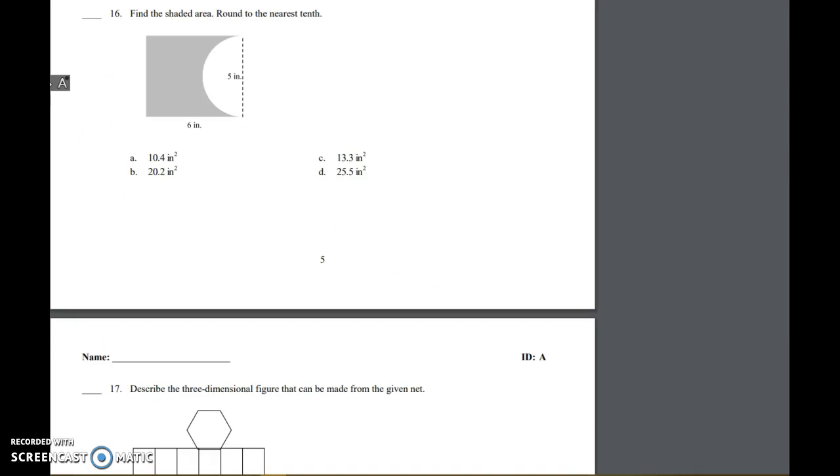Okay, number 16 says find the area shaded, rounded to the nearest tenth. Okay, so we have a rectangle here. So I'm going to take the area of our rectangle, and we're missing a half circular piece, so we're going to subtract half our circle. So area of a rectangle is length times width, and area of our circle is going to be half pi r squared. The dimensions of my rectangle are 6 by 5, so that makes my area 30.